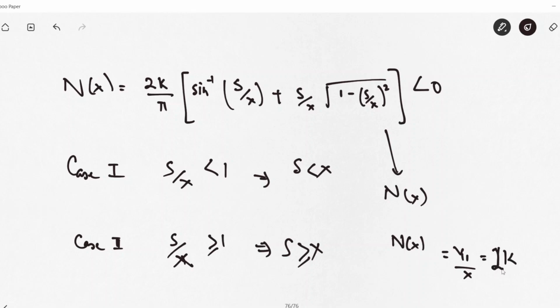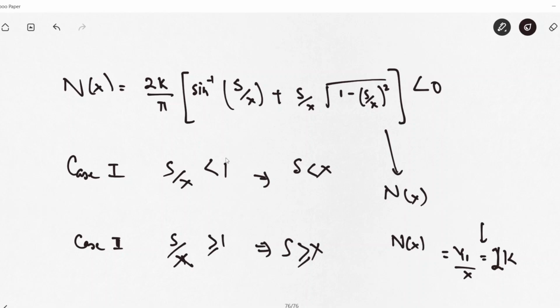Substituting for, say for example, s by x equal to 1, particularly for s by x equal to 1, 1 minus s by x becomes 0, so this whole term becomes 0 here. Sine inverse of s by x can either be 0 or pi or 2 pi or 4 pi. If it is equal to 0, then this whole again becomes equal to 0. If it is equal to pi, in that case Nx will be equal to 2k. If it is equal to 2 pi, it will be equal to 4k, 6k, 8k, whatever.